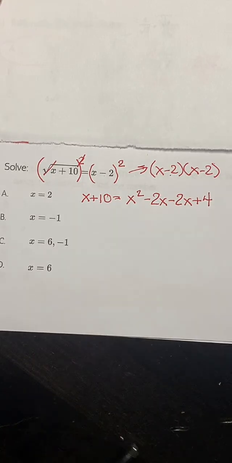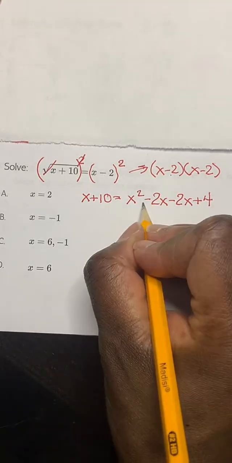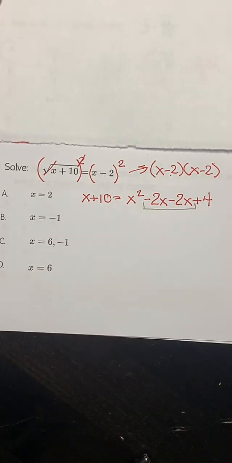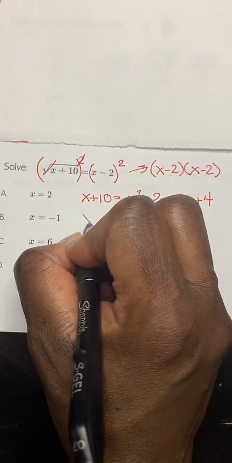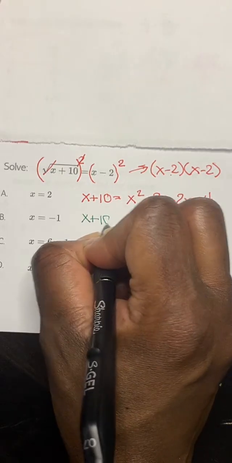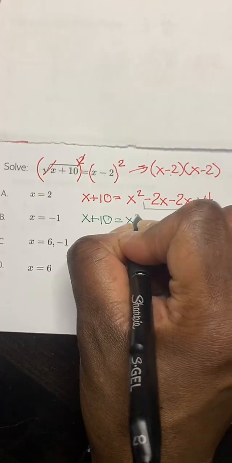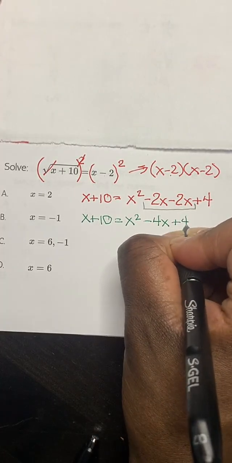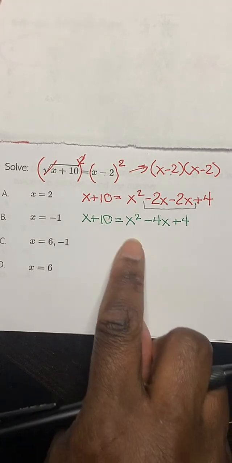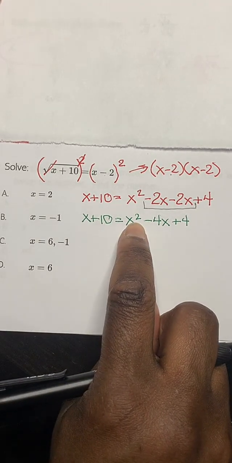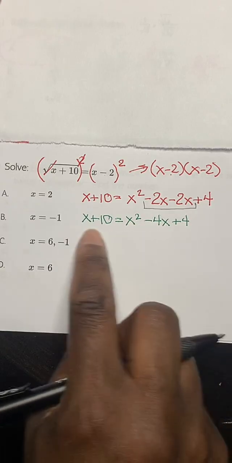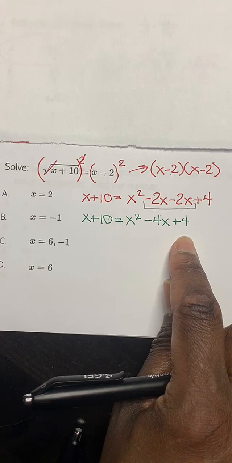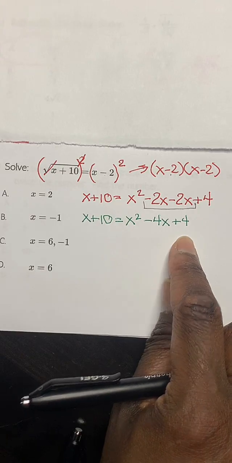So on this side of the equal sign, right here, we got like terms that we need to combine. So that means you'll have x plus 10 equals x squared minus 4x plus 4. Anytime you have an exponent that's to the second power, that means I'm going to need to factor and my equation should equal 0. Okay?